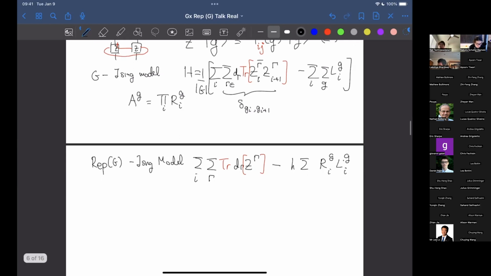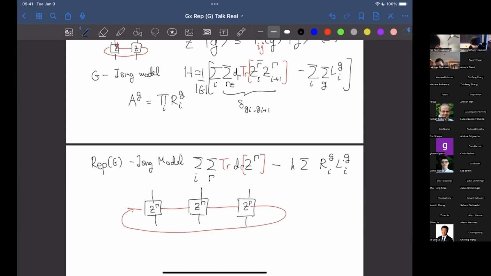Now, this model has rep G symmetry. How do I define rep G symmetry? Well, in the previous case, we saw that it's a product of Z's. It turns out that rep G symmetry acts like this: you take the Z operators for each gamma, you contract them all together, and then you take the trace. So this is what the rep G acts like in the lattice model.